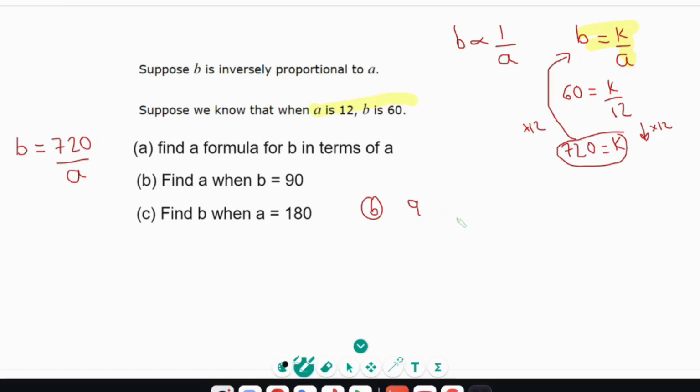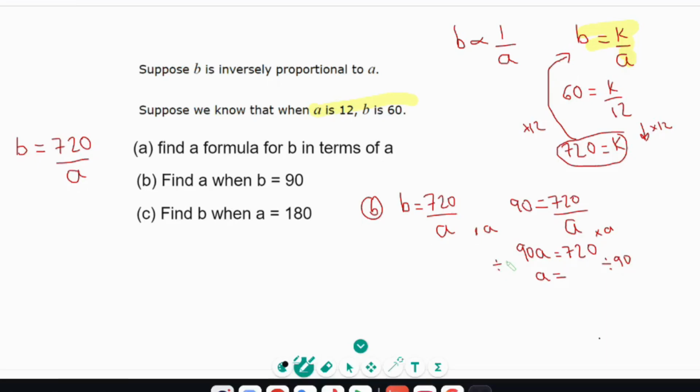B, find A when B is 90. Let's just write our formula out first of all. So B is equal to 720 over A. Right, so we need to make A the subject here. We don't want A to be on the bottom of a fraction. I'm going to times both sides by A first, which gives us 90A is equal to 720. And now I need to divide both sides by 90. A is equal to 720 divided by 90. A is 8.